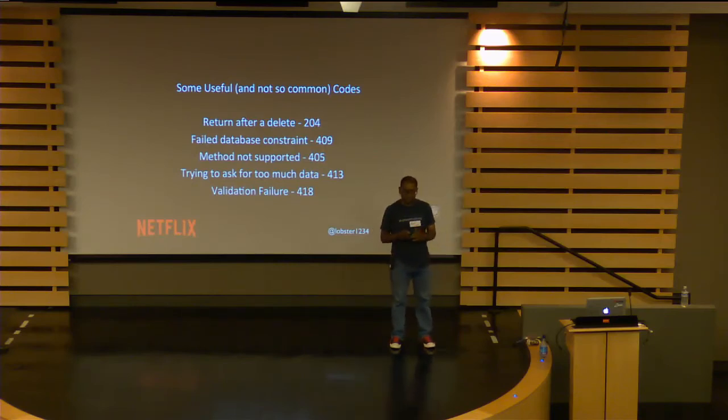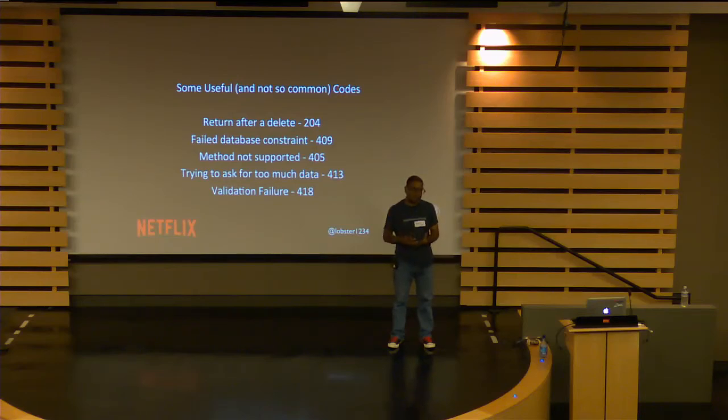Along with 418, the response body, again, you should include response bodies with all of these to describe what happened, especially if you have error response codes. Like 204, that's fine, that's what it means, no content. But for a failed database constraint, add some information in the response body saying what happened. So we use a JSON where it says messages.